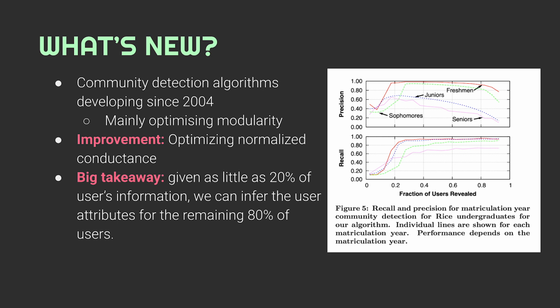The most significant finding from this research is that given as few as 20% of users with known attributes, the remaining users' attributes can be inferred with over 80% accuracy.